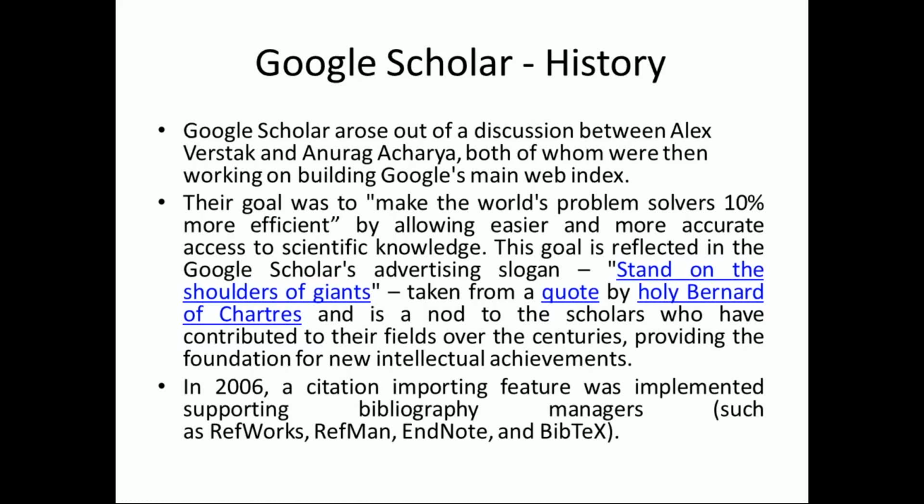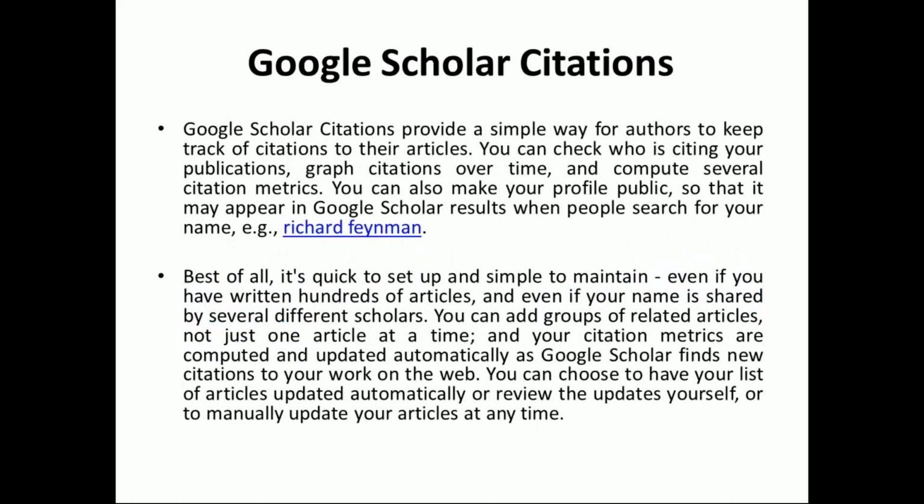In 2006, the citation importing feature was implemented, supporting bibliographic managers such as RefWorks, RefMan, EndNote, and BibTeX. Google Scholar Citations provides a simple way for authors to keep track of citations to their articles. You can check who is citing your publication, graph citations over time, and compute several citation metrics. You can also make your profile public so that it may appear in Google Scholar results when people search for your name.